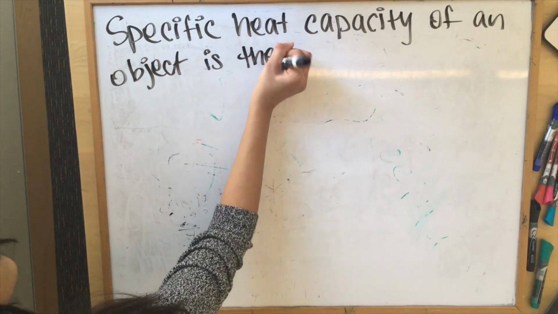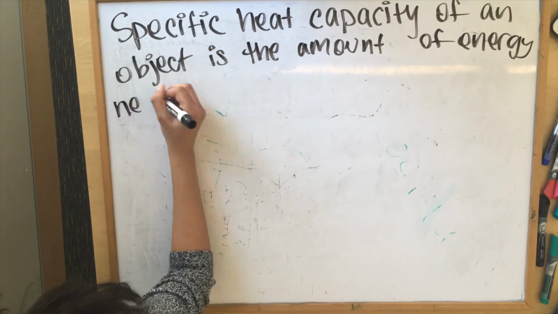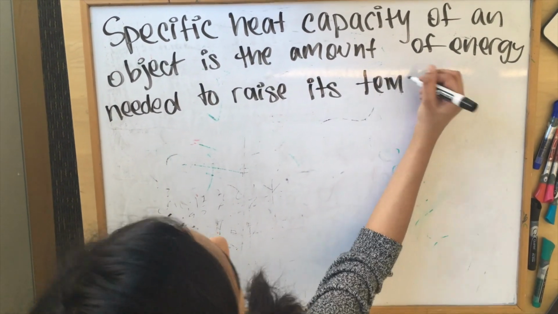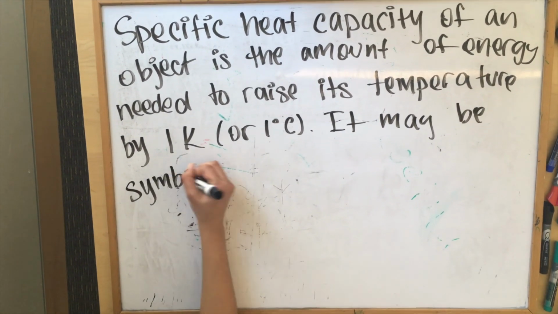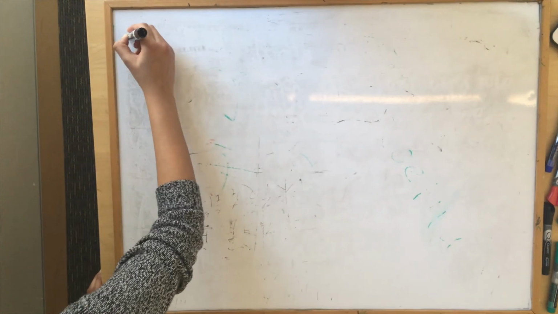Specific heat capacity of an object is the amount of energy needed to raise the temperature of 1 gram of a substance by 1 Kelvin or 1 degree Celsius. It may be symbolized with C_s.